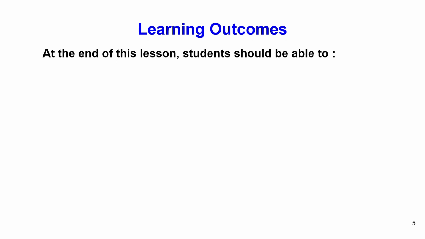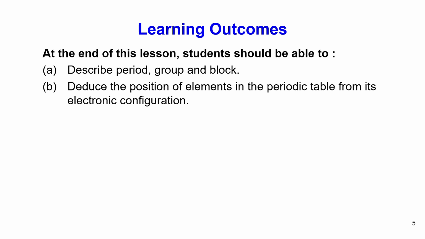Okay, the learning outcomes are: describe period, group, and also block that represent in the periodic table. Second one, from the periodic table, we can deduce or identify the position of element from its electronic configuration. This electronic configuration we have in the previous chapter, in chapter 2.